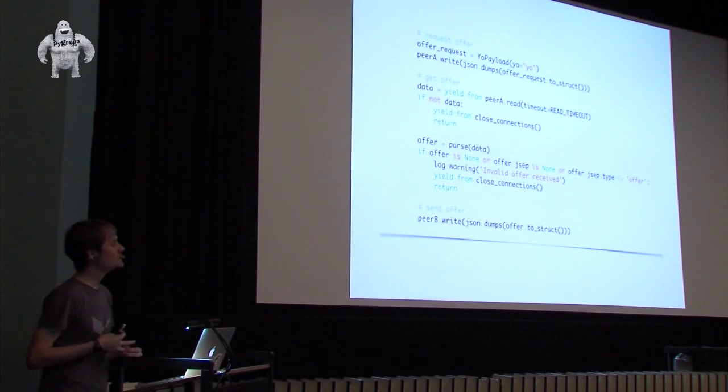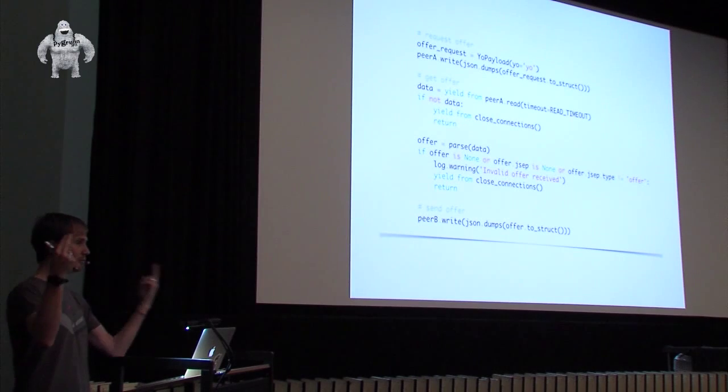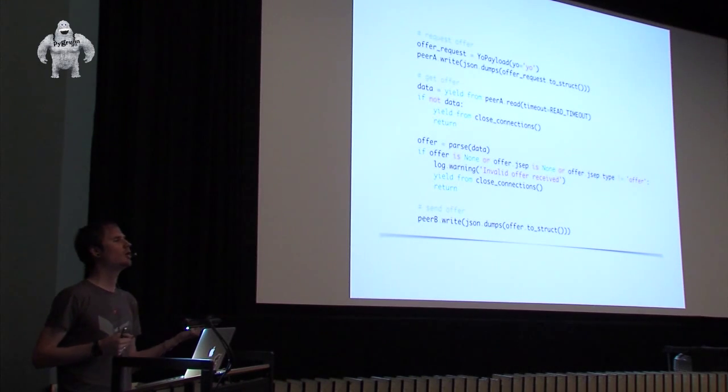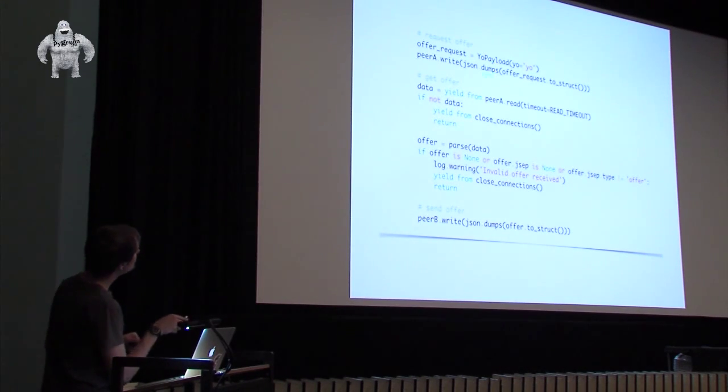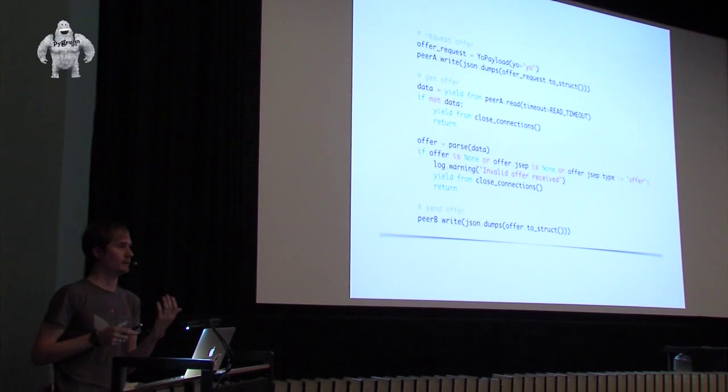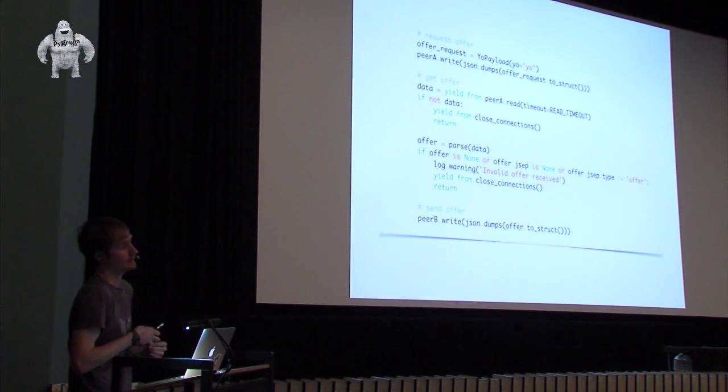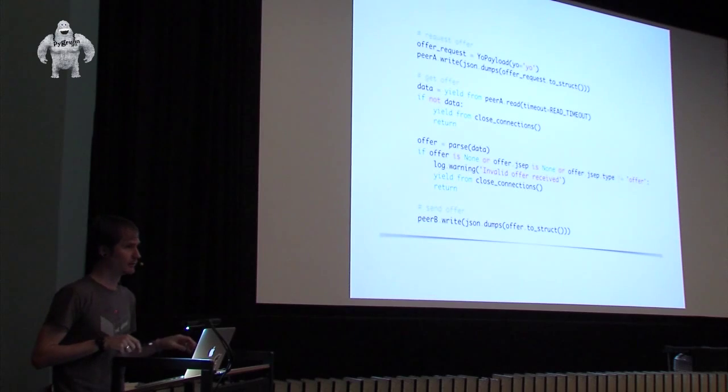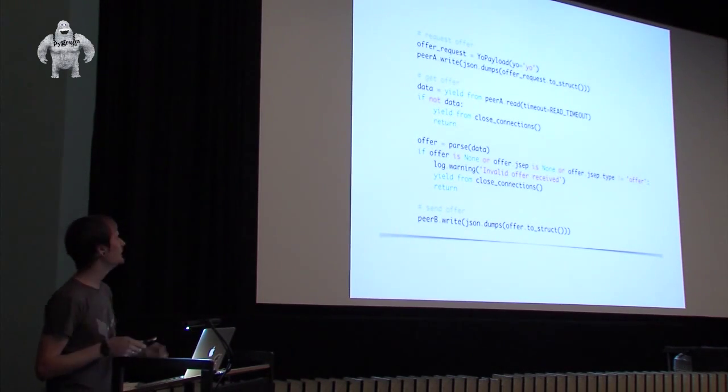Now, as I said, the first thing we need to do, once we have both peers, is request an offer from one of them. So we send the empty yo payload. And then we wait on that peer until we get an answer, or we hit a timeout, in which case we tear down everything. Here, error handling is of the simplified form. Tear everything down and start again.